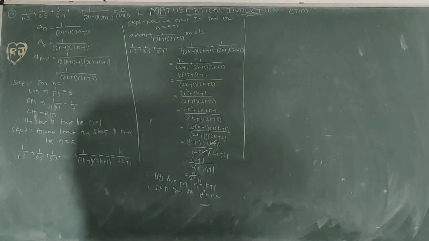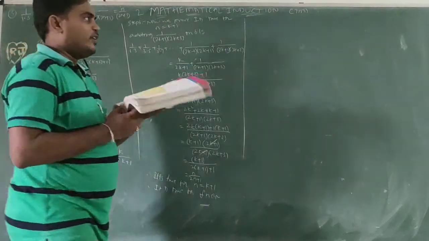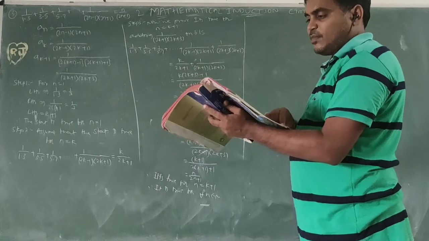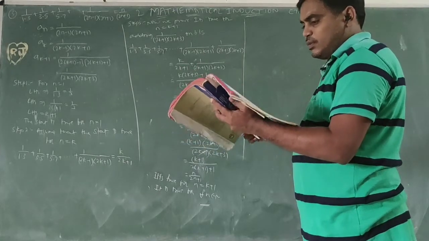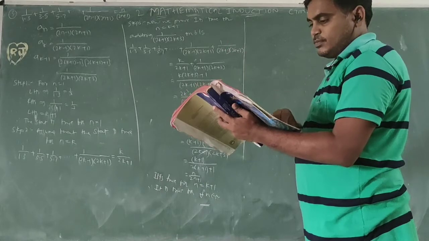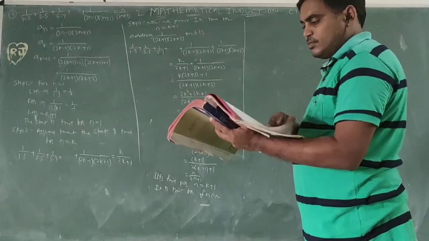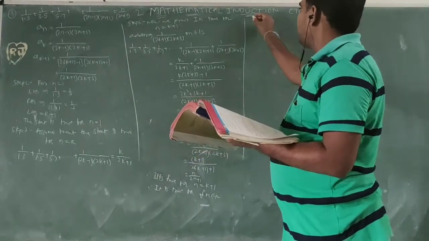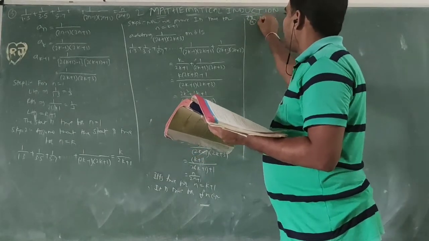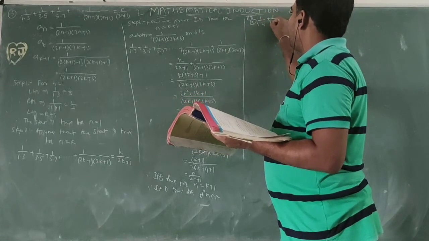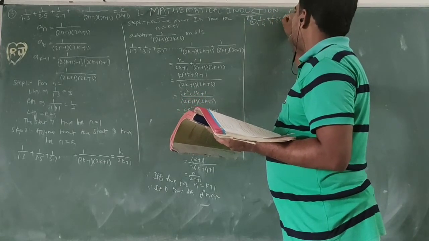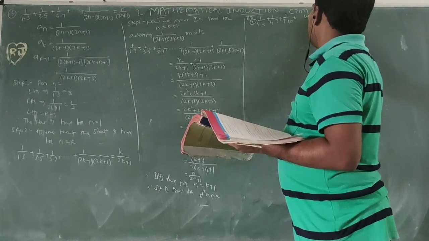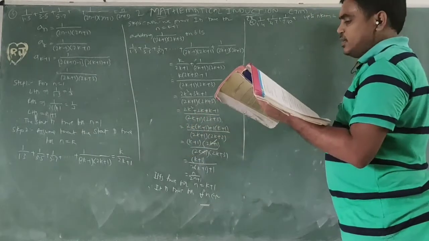Similar kind of question: if the nth term is not given, what will we do? We will check once. So, a similar kind of problem. Example number 4: 1 by 1 into 4 plus 1 by 4 into 7 plus 1 by 7 into 10 plus up to n terms equals n by 3n plus 1.